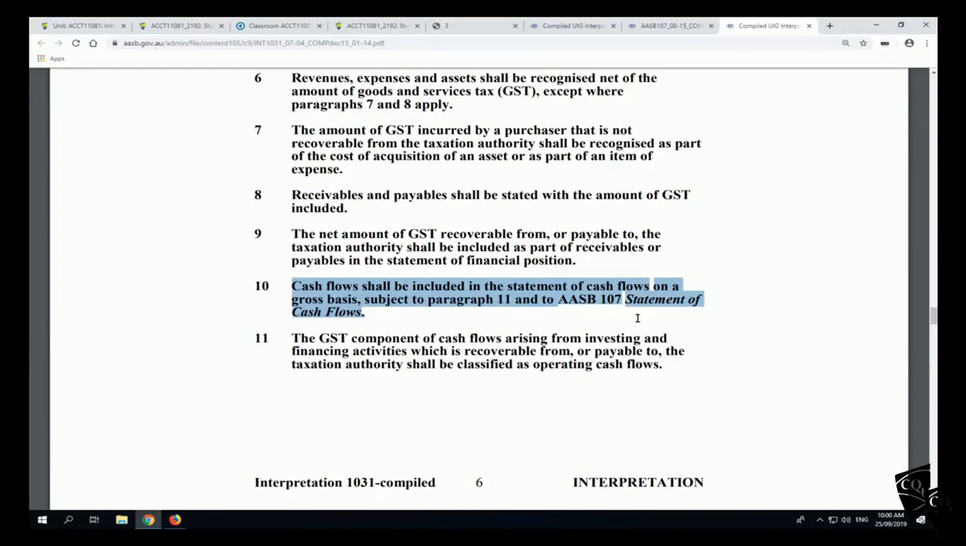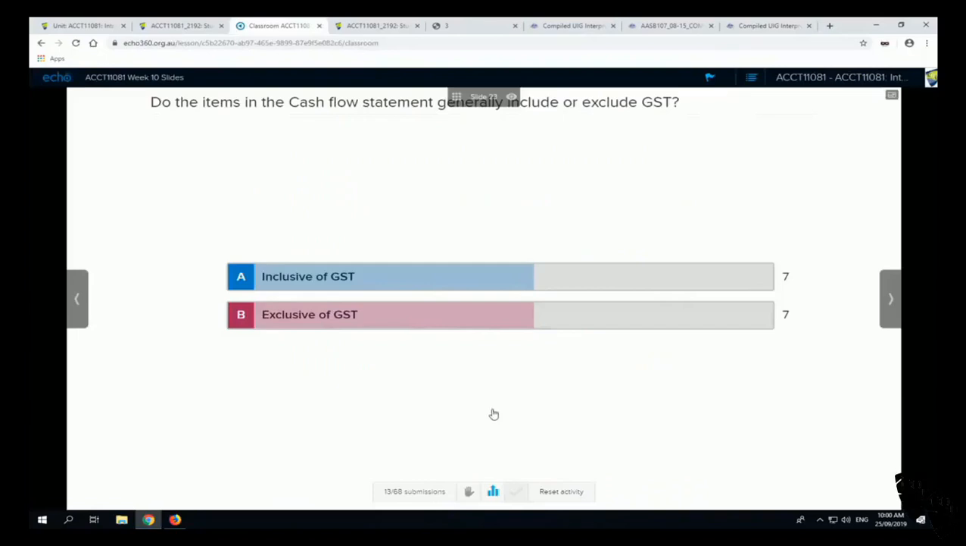Having said that, as I just mentioned, for firms in countries other than Australia, there can be exceptions. For example, Ryman Healthcare, which is a New Zealand-based company, shows its statement of cash flows exclusive of GST.